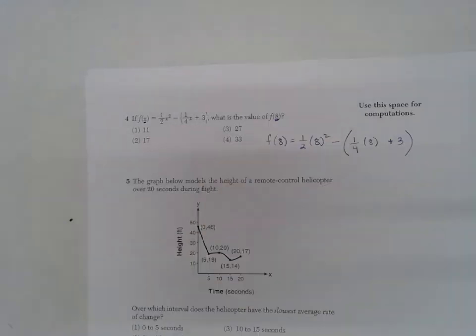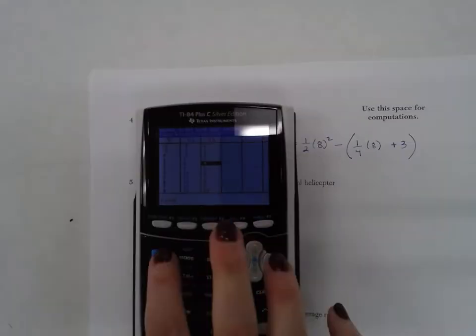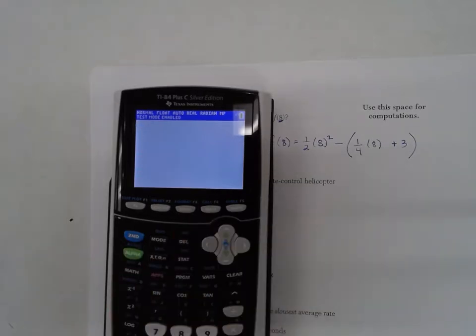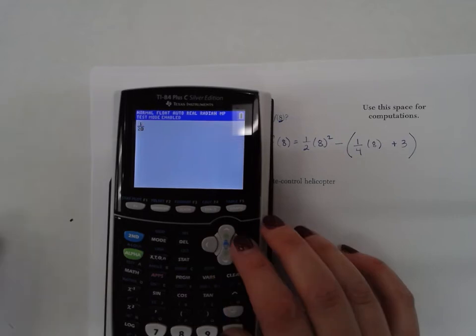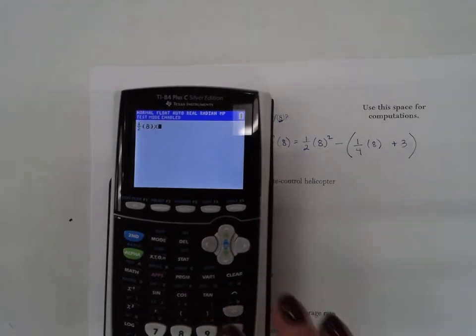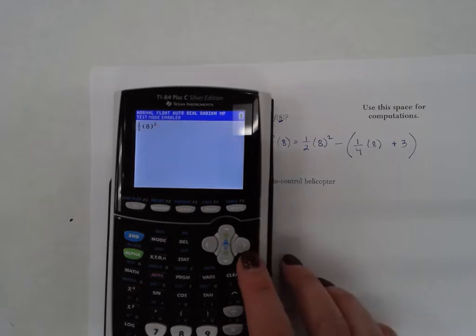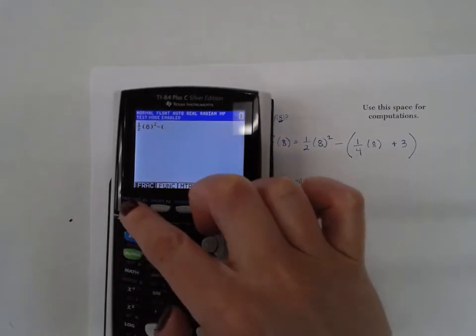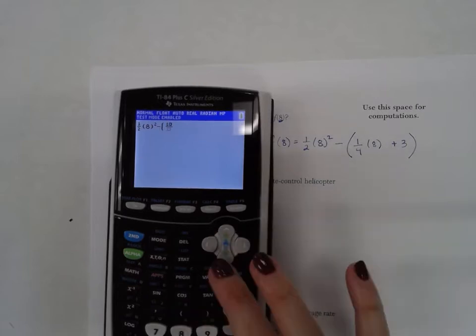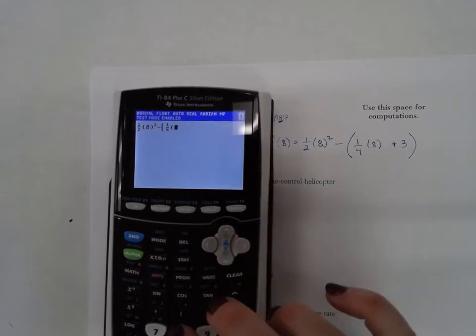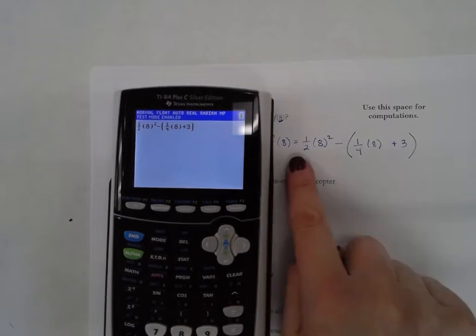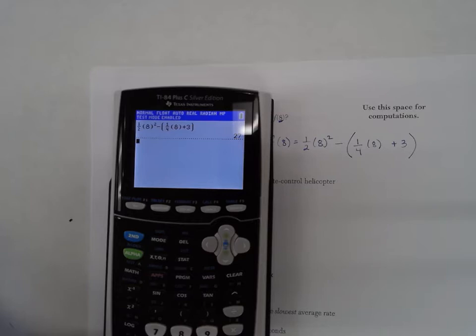On my calculator, we have to type this in very carefully. I'm going to use my fraction button, so alpha y equals option 1, 1/2 times 8 squared. Oops, squared. There we go. Minus parentheses, alpha y equals, 1/4 times 8 plus 3, close my parentheses. Notice I have it typed in exactly as I wrote it, and my answer is 27.